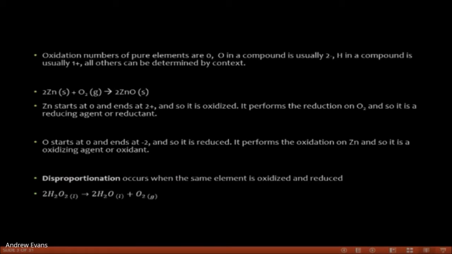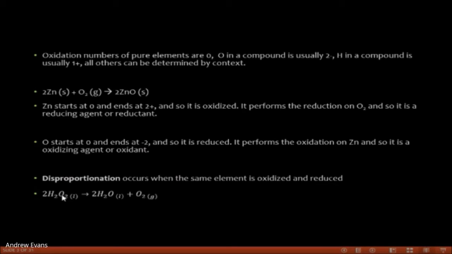Now, some types of reactions we'll see are disproportionations. They occur when the same element is both oxidized and reduced, and that can happen. In this case, this is hydrogen peroxide. This is that one rare case that I talked about. H is +1. Each oxygen is -1, so the 2 pluses and 2 minuses cancel out to have a net charge of 0.